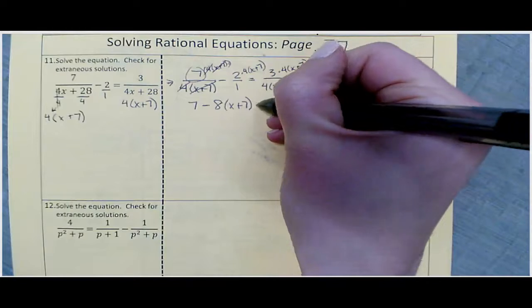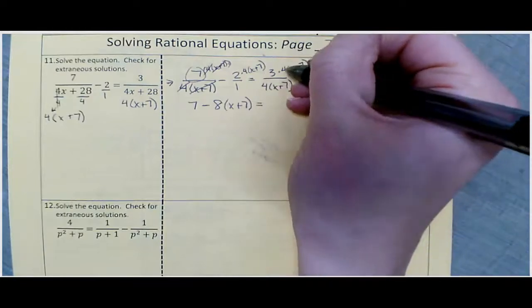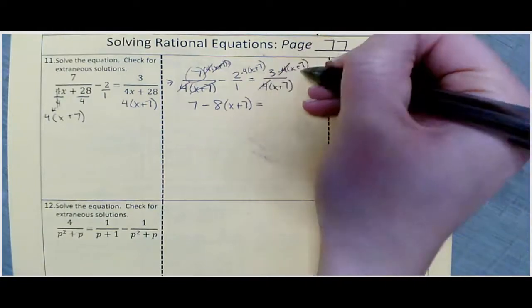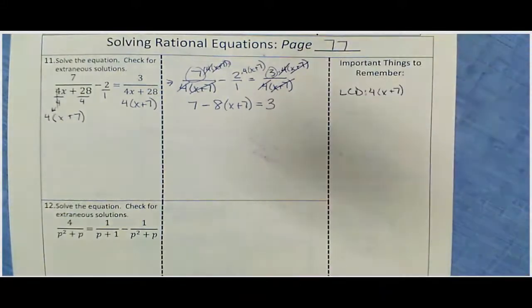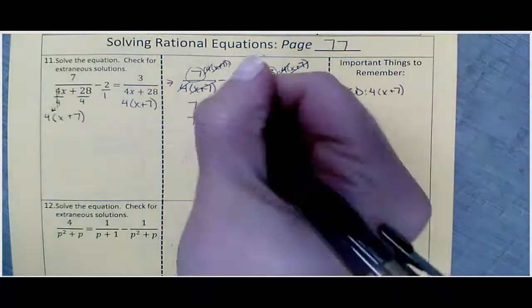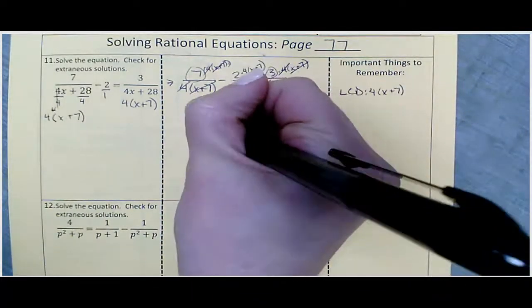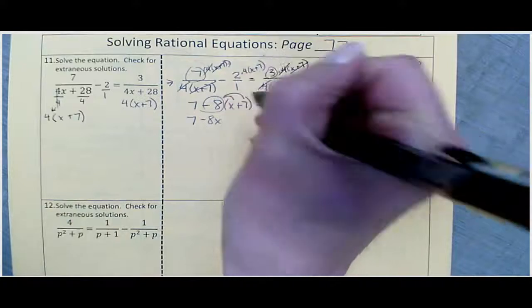Equal sign. I see a 4 on top and bottom. They're gone. An x plus 7 on top and bottom. They're gone. All that's left is the 3. Now I have kind of a simpler equation to solve. I do need to distribute this negative 8 to the x and to the 7.